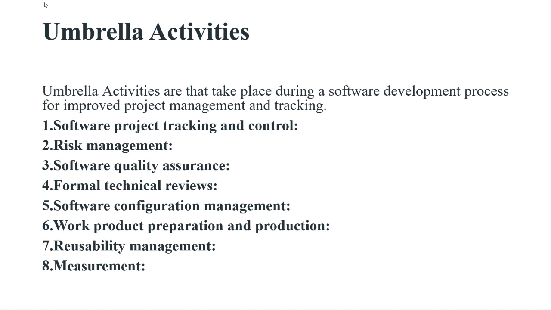We have different types of umbrella activities. Let us discuss them one by one. The first one is software project tracking and control. This is the first umbrella activity. Software project tracking and control is an activity in which the team can assess progress and take corrective actions to maintain the schedule.